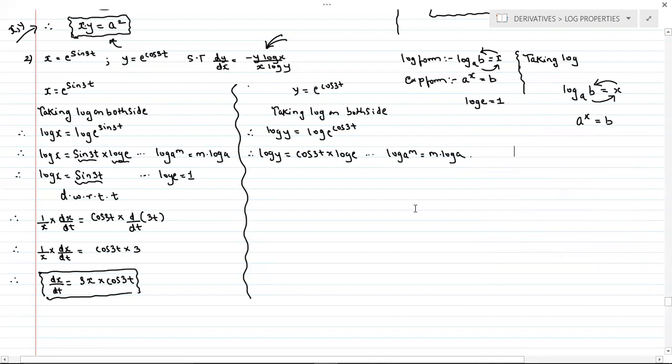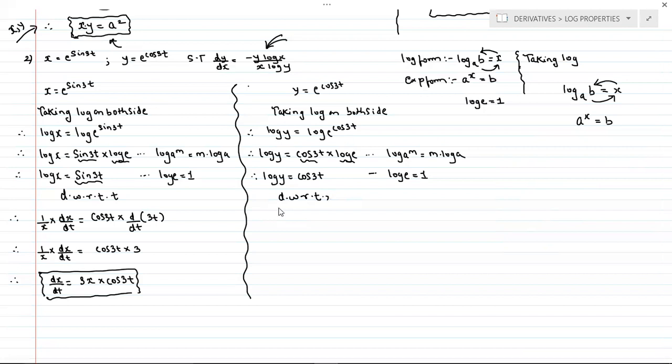So after this, log y equals cos 3t into log e. We know that log e value is 1, so in place of log e we can write 1. So cos 3t into 1 will be cos 3t. As that adjustment is over, now we can find the derivative with respect to x, sorry, with respect to t as the parameter.